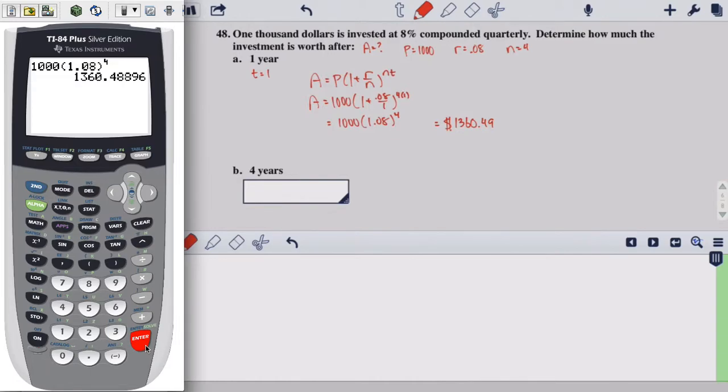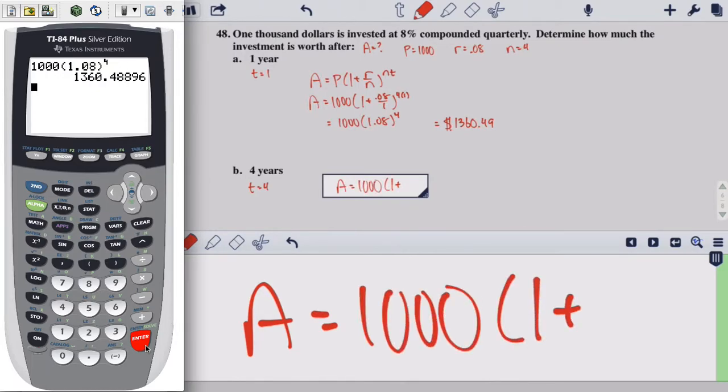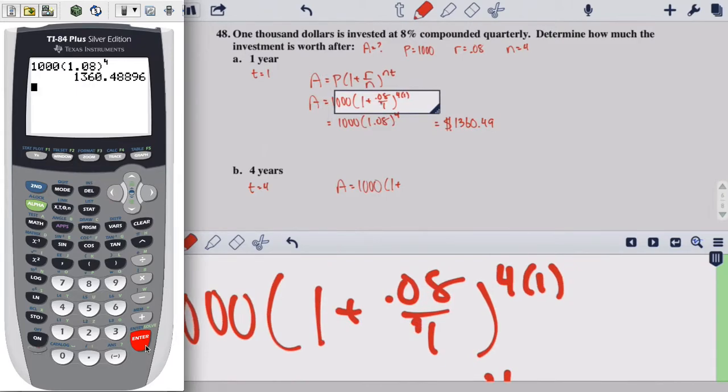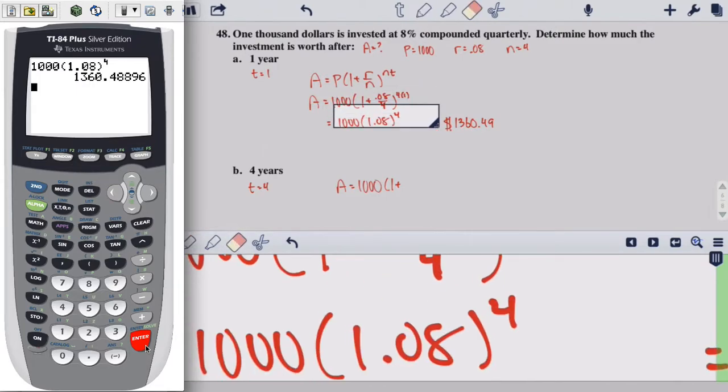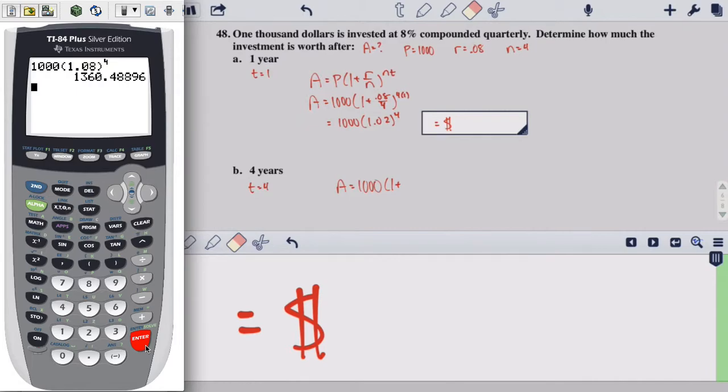Okay, 4 years. So in this case, T is equal to 4. So the same thing. A is equal to 1,000 times 1 plus, oops, I made a mistake in the previous one. N is 4. That should be 4. That should make that 2. And that means my answer is wrong. So let's figure out what the new answer is.